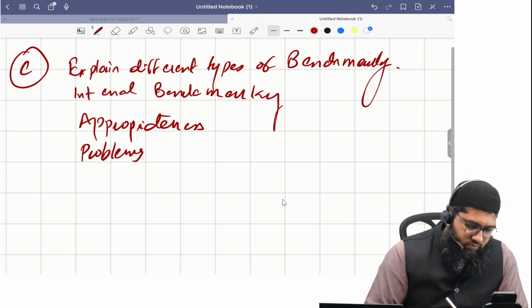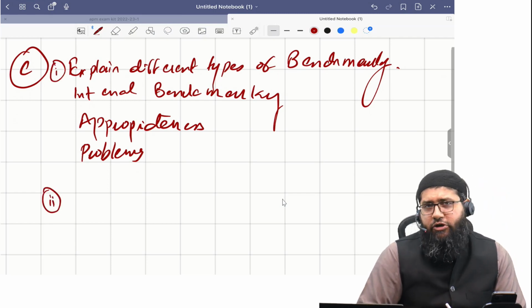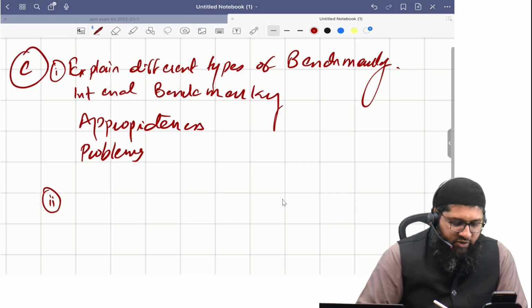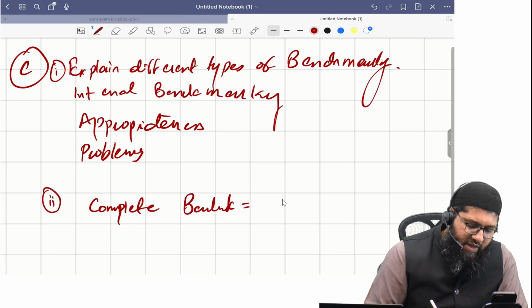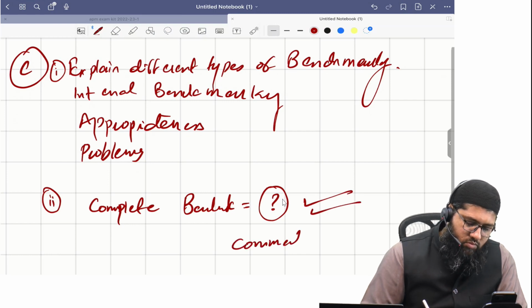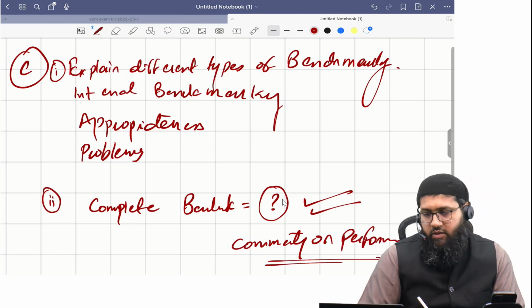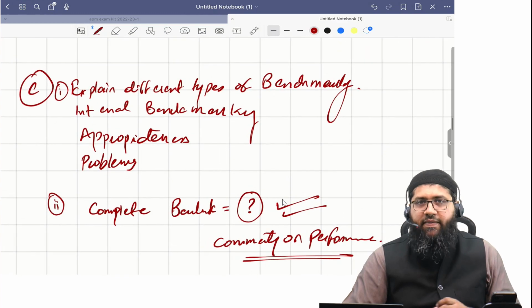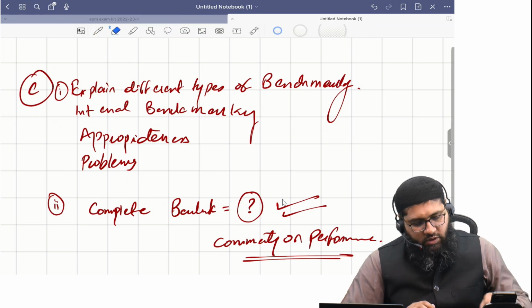And then what do you need to do? You need to talk about another aspect. What is that aspect? Just try to understand that. You would have to complete benchmarking by calculating the question marks and then commenting on performance. That's what you would have to do, right? Is that okay for you people?